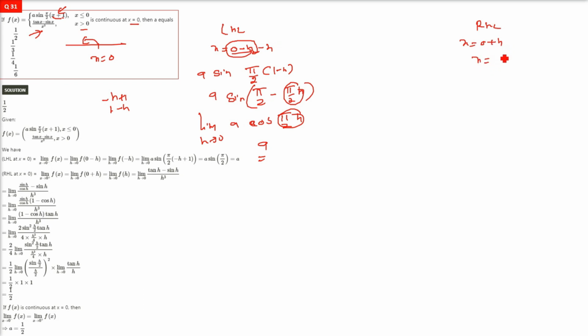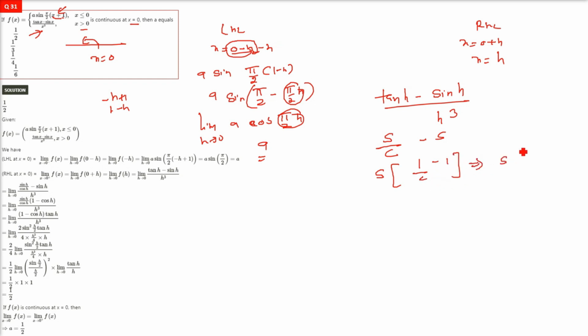So A you get. On the right hand limit, you get (tan x minus sin x) by x cube. So replacing x by h, it is (tan h minus sin h) divided by h cube. This tan h can be written as sine by cos. Sine I can take common, you get (1 by cos minus 1), which will be equivalent to (1 minus cos) by cos. So sine into (1 minus cos) by cos it is.